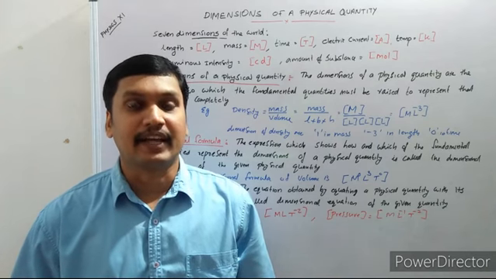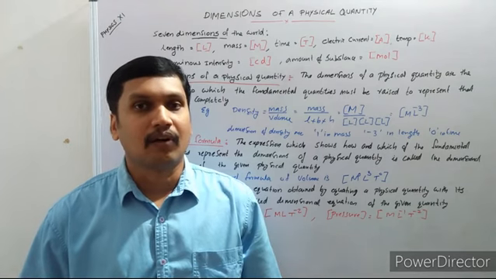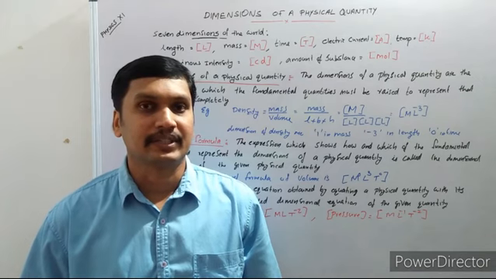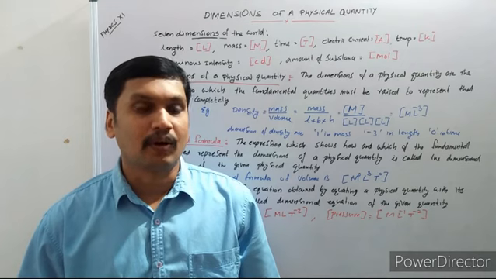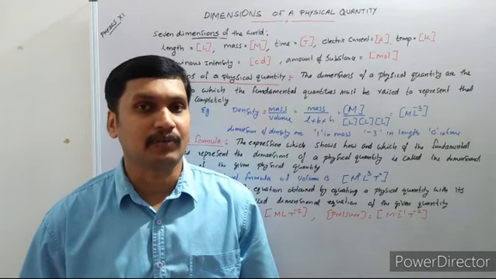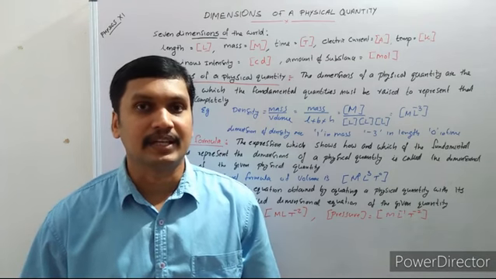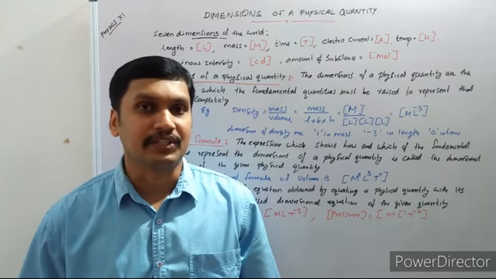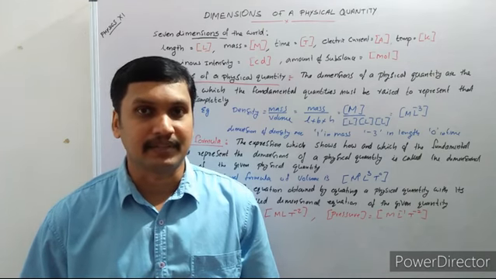Today we discuss the dimensions of physical quantities. You know that all the derived quantities can be represented by using the seven fundamental physical quantities. We call these seven fundamental physical quantities the seven dimensions of the physical world. When you are writing a derived physical quantity, these base quantities or dimensions are written within a square bracket.